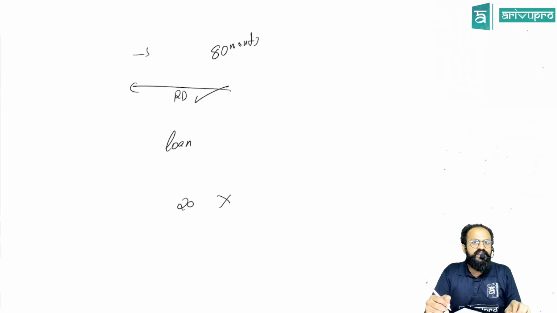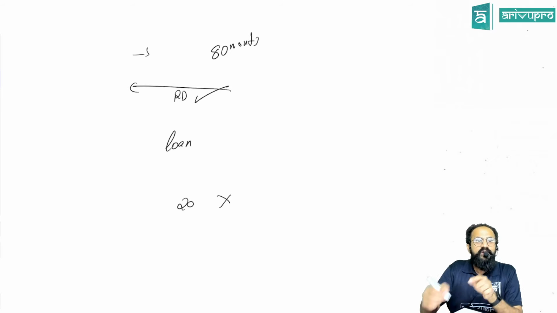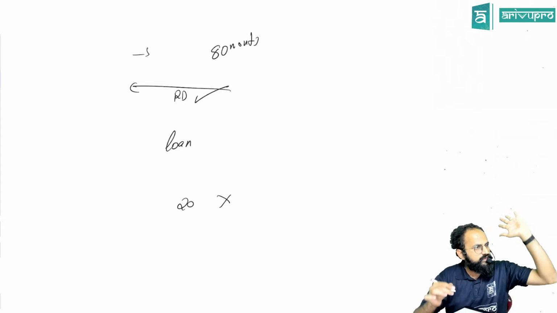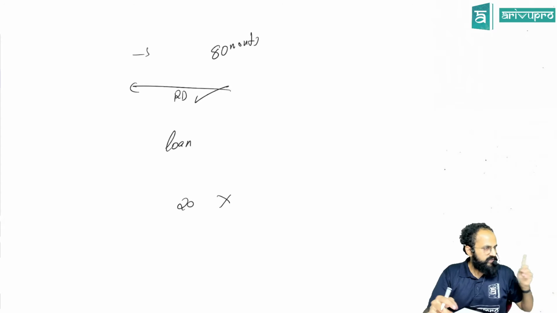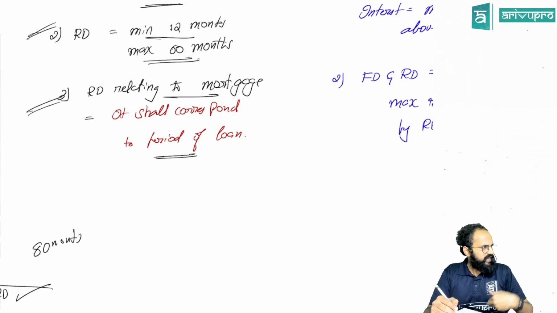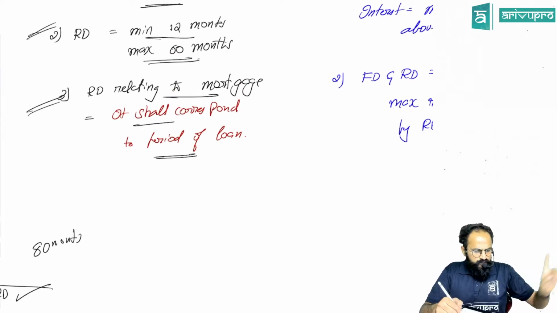So what are they telling you? Whatever is your collateral, that is your RD, if you are giving it as collateral for the loan, then for the same extent as the loan period, you can let your RD also run. Understood? That is what is given here. See, RD relating to mortgage: you have taken a loan, it shall correspond to the period of loan.